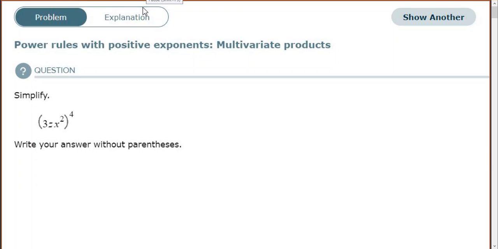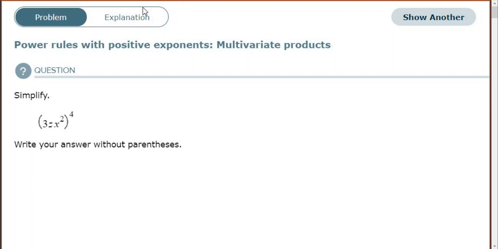Let's take a look at a few concepts from section 5.2. So this concept, the power rules with positive exponents and multivariate products. So you may want to pause the video here and write that topic down. Okay, so let's take a look at this.